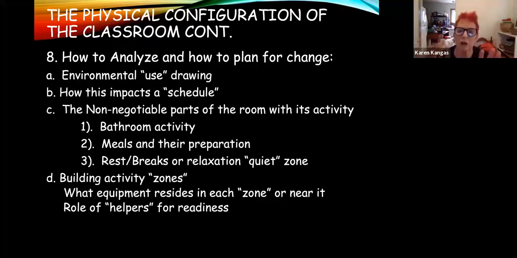So essentially we're gathering data on how are we using this space. And that's what I call an environmental use drawing. That then allows us to look at how can we meet together as a team and start to figure out where would be some non-negotiable zones, how could we reorganize this classroom to help develop a traffic pattern that made sense for all that we have to do.